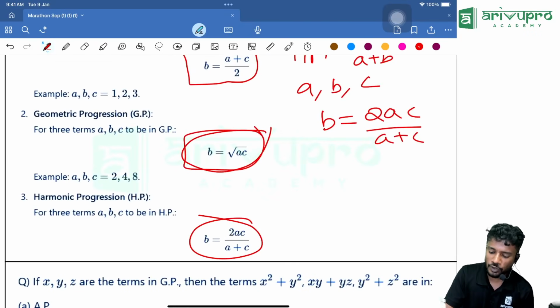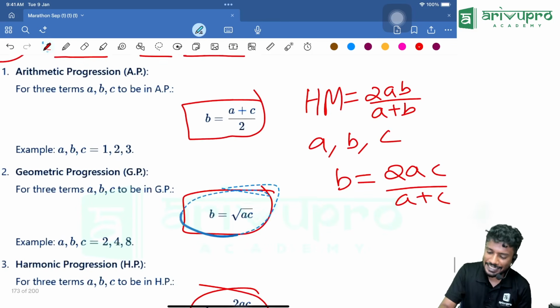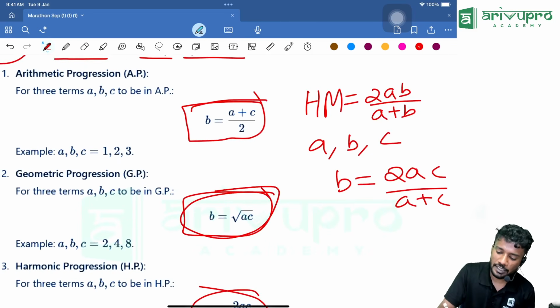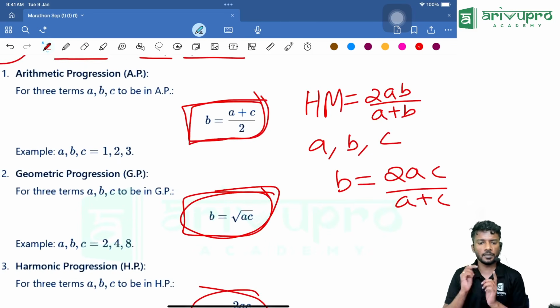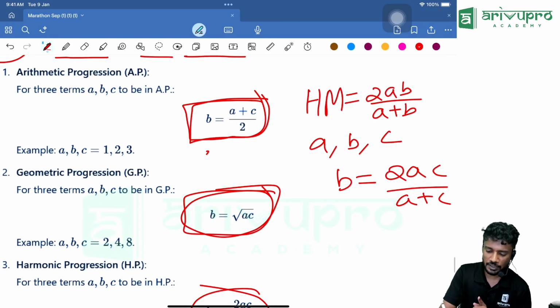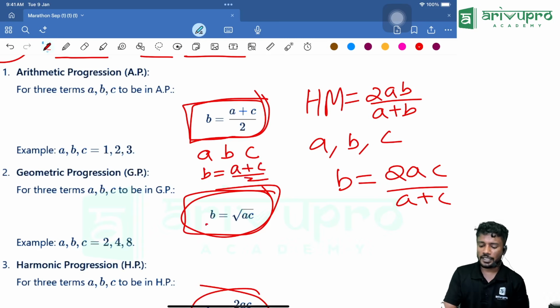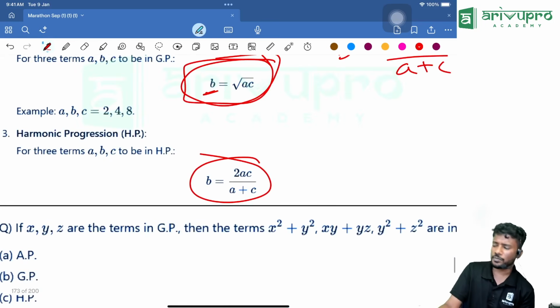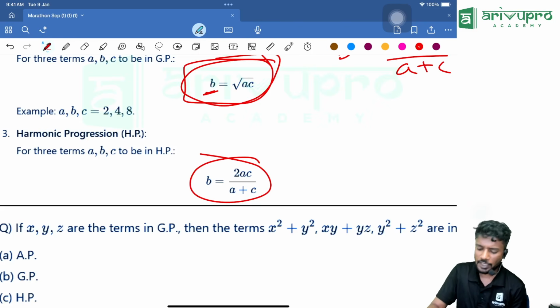Then B is equal to what? Root of AC in GM. Then arithmetic mean: the middle term is equal to half the sum of the extremes. We studied this, right? If three terms A, B, C are there, then B is equal to what? A plus C divided by 2. Similarly, in geometric progression, B is equal to root of AC. In harmonic progression, B is equal to 2AC divided by A plus C.